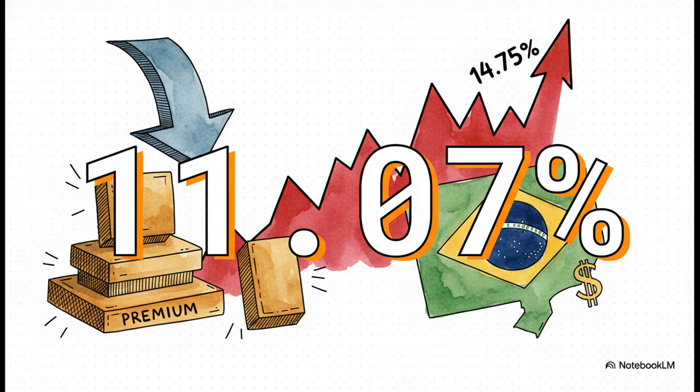If the spread magically returned to its historical mean of 5.48 points today, the implied Brazilian Selic rate would need to drop all the way down to 11.07%. That is a huge, dramatic shift from the current 14.75% rate. It just goes to show how much extra weight, or premium, is currently baked into the system right now.